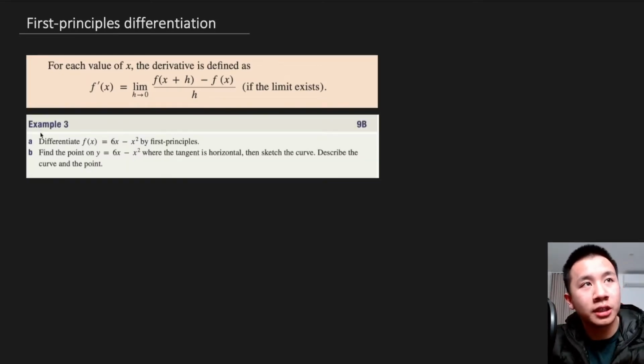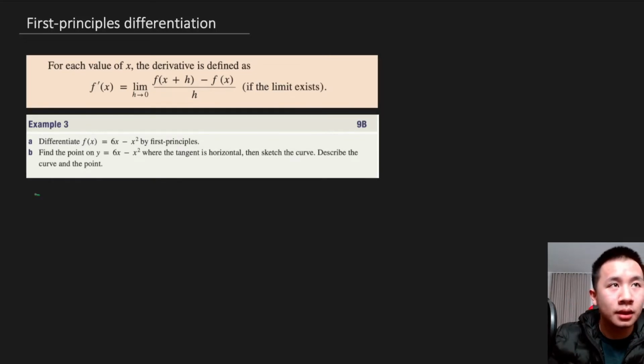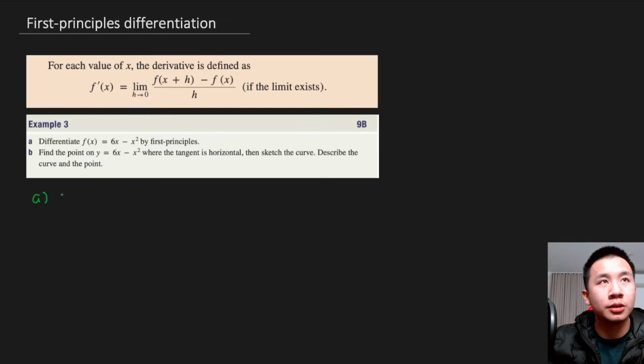All right, let's look at question A, where it asks us to differentiate f of x, where f of x is equal to 6x minus x squared by first principles. So to do this, what I want to do is find f of x plus h first. That is this first part of the formula.